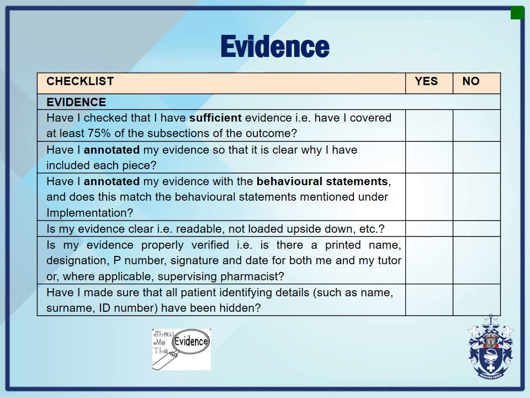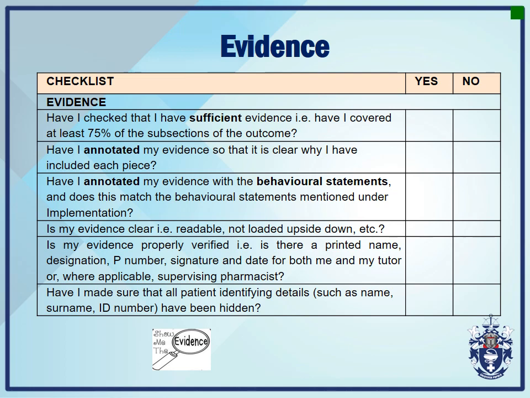Evidence is usually very poorly covered when it comes to the CPDs. So make sure as an intern you get your evidence right. Make sure that you check that it's sufficient, meaning that it covers 75% of the subsections of the behavioral statements. So 75% is very important. And you can see in the checklist, it says exactly 75% of your behavioral statements.